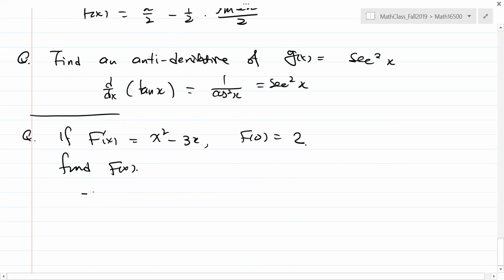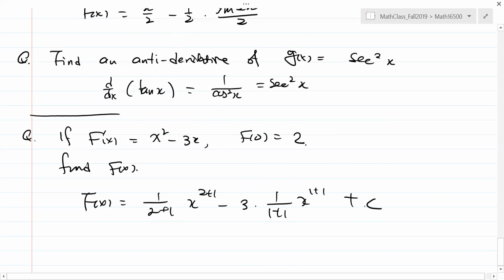First of all, write down the general antiderivative. It's going to be 1 over 2 plus 1, x to the 2 plus 1, minus 3 times 1 over 1 plus 1, x to the 1 plus 1, plus a constant. Without the constant, this is a very special antiderivative, and when you plug in 0 for x, you're not able to get 2.